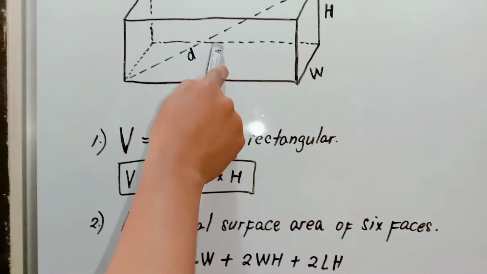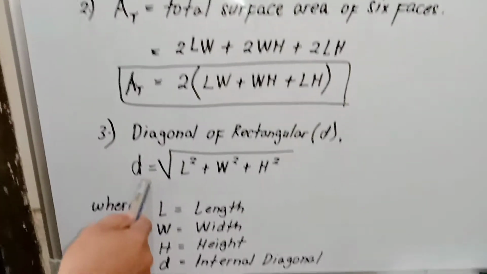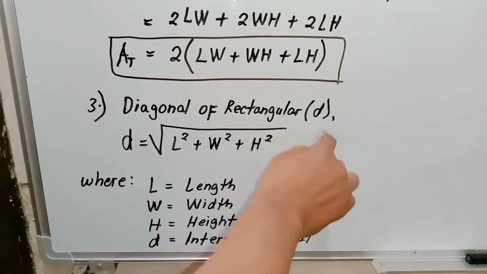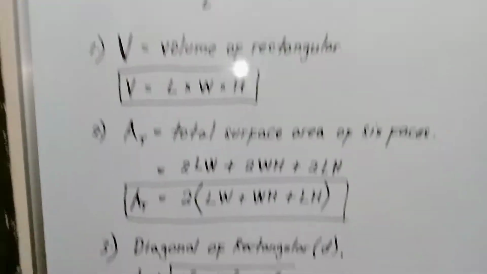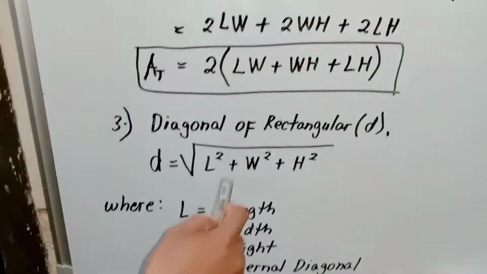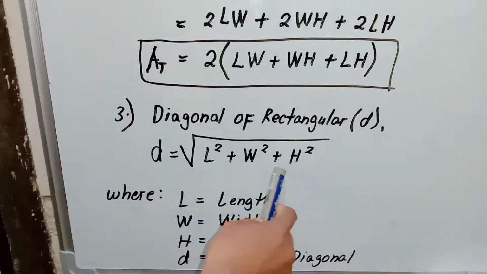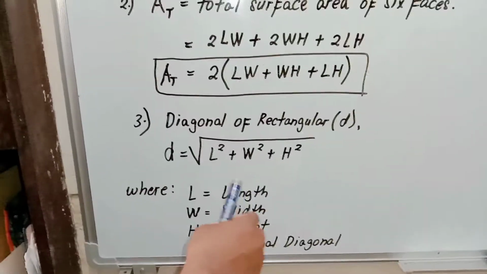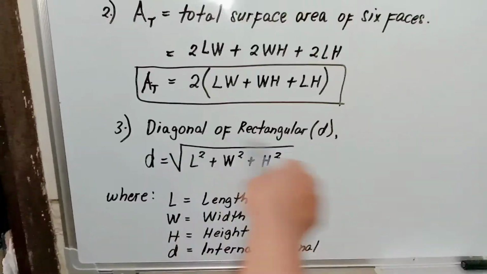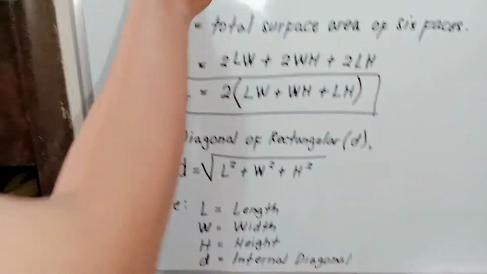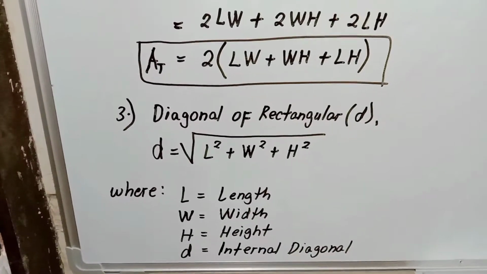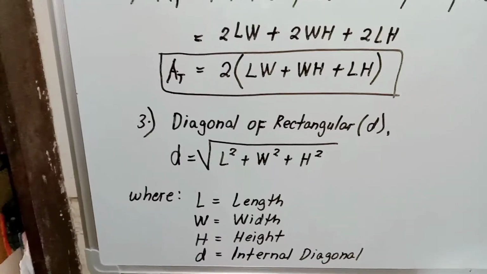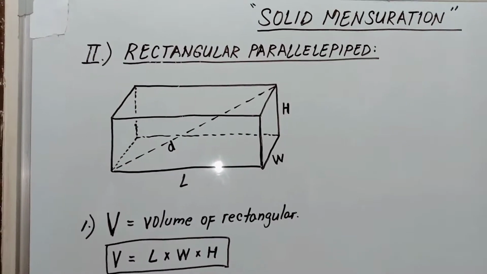And the last thing here is the internal diagonal of the rectangular box, D. So how to find the length of this diagonal? The equation for this diagonal is equal to the square root of the sum of the squares of its dimensions: length squared, plus width squared, plus height squared. So you sum these, and then take the square root, so that you will find the diagonal length of the rectangular parallelepiped, where L is the length, W is the width, H is the height, and D is the internal diagonal.